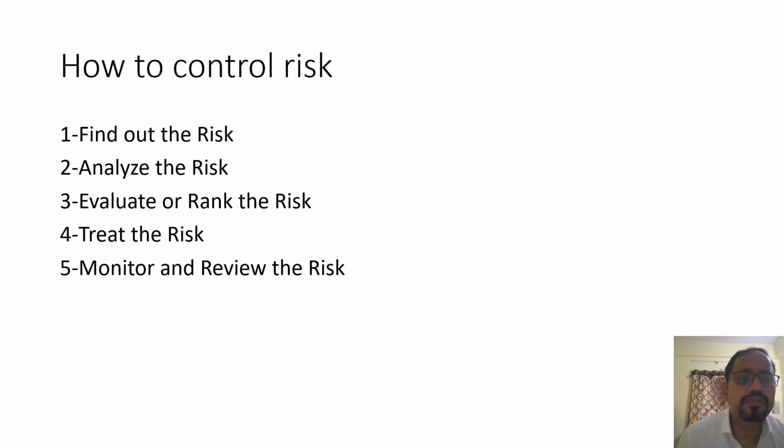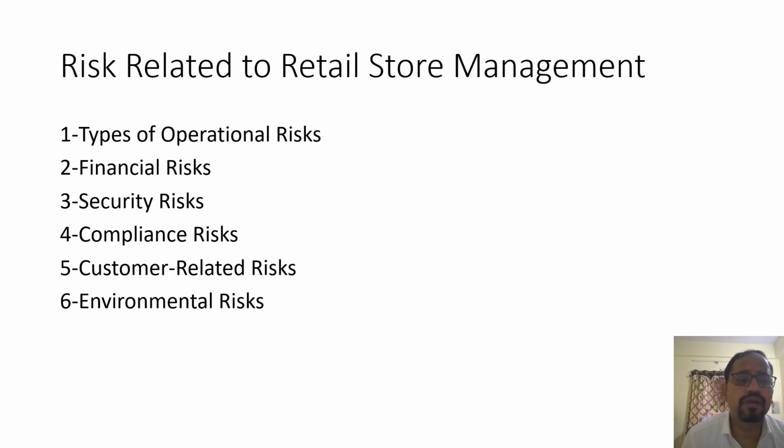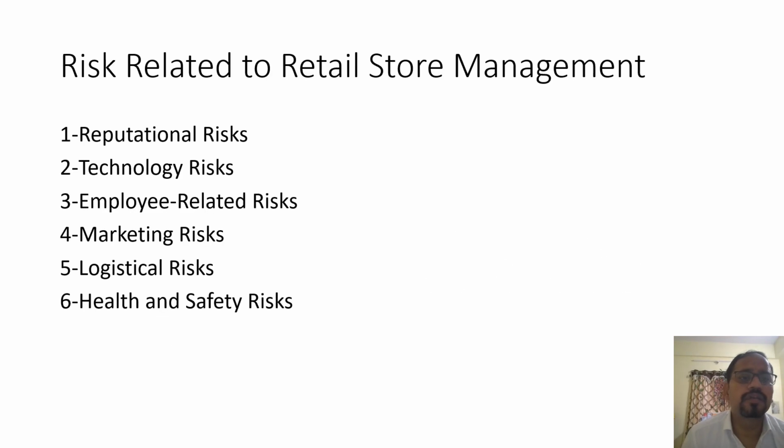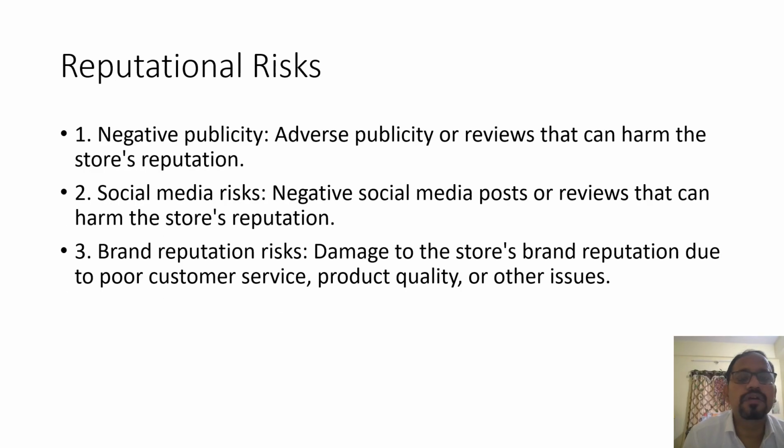How to control risk: find out the risk, analyze the risk, evaluate or rank the risk, treat the risk, monitor and review the risk. Then chapter number one is already over. It has six topics. Then chapter number two started. So reputational risk is already finished. Technology risk, employee related risk, marketing risk, logistical risk, health and safety risk. So this was the topic for the last video which I have uploaded.